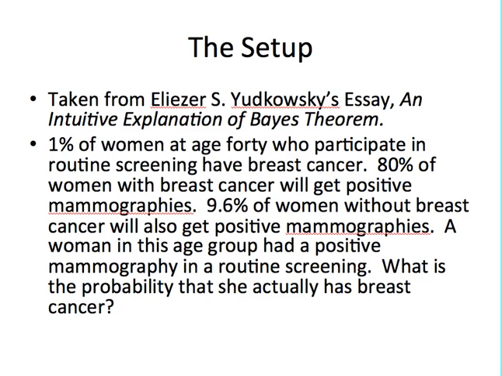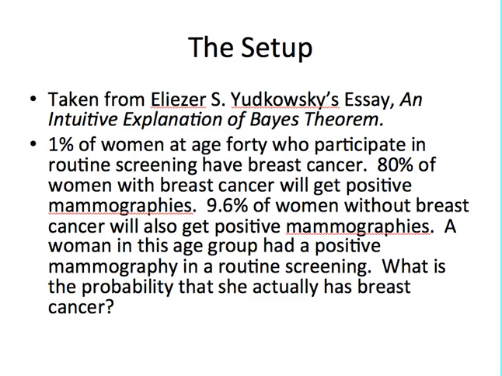1% of women at age 40 who participate in routine screening have breast cancer. So 1% of the women actually have breast cancer. 80% of the women who have breast cancer will get positive results on their test, and 9.6% of the women who don't have breast cancer will still get positive results.